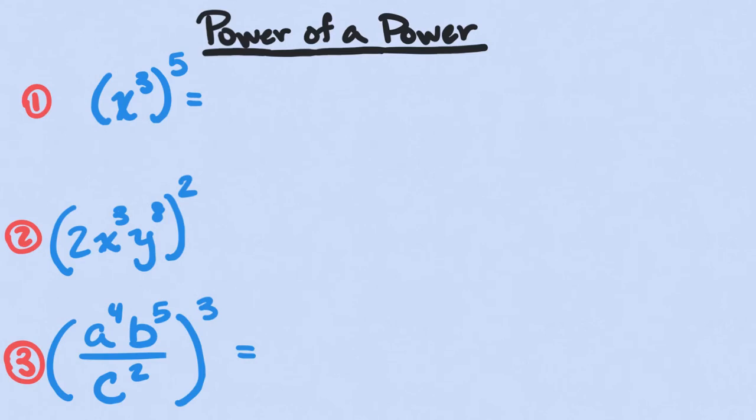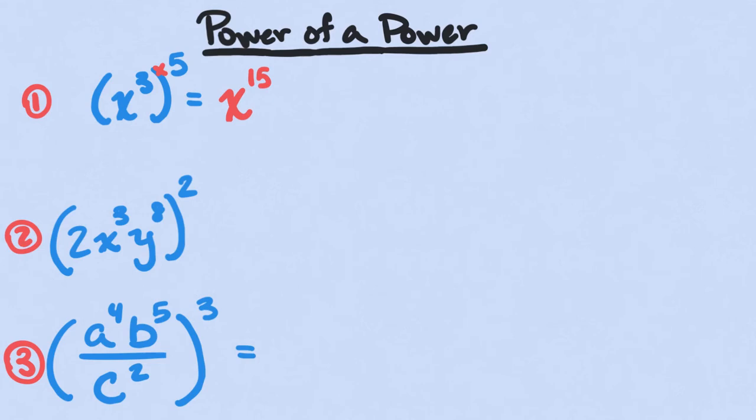So the next one is what we call the power of a power rule. Essentially what it means is if you have an exponential value, so x to the 3rd power, inside parentheses, and that whole thing is being raised to the 5th power, you're going to take your 2 exponents and multiply them. So we get x to the 3rd power raised to the 5th power. That'll be 3 times 5, so we get x to the 15th power. And that's essentially how you do that. Now let's look at number 2.